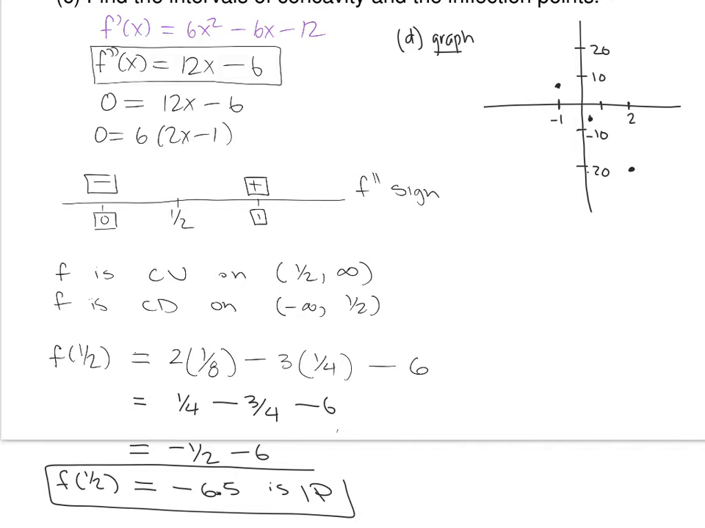What does your function do before it gets to negative 1? Is it increasing or decreasing? From negative infinity to negative 1, it's increasing, so it has to go up to negative 1. And is it concave down or concave up? Down, yep.